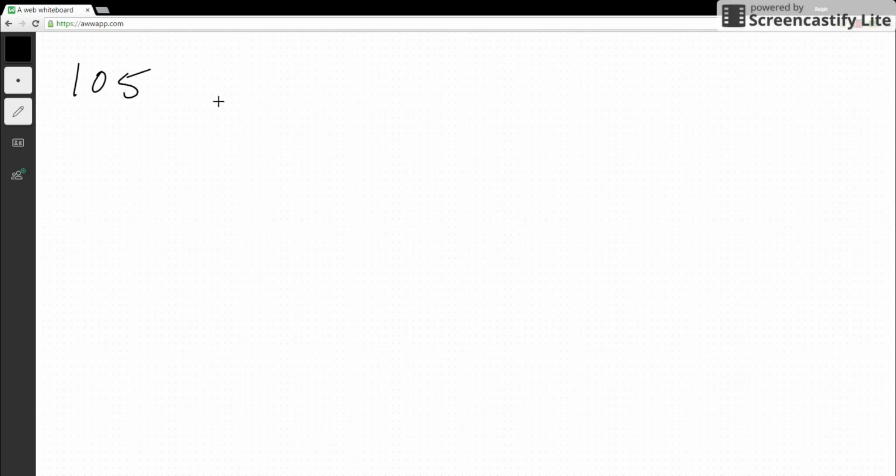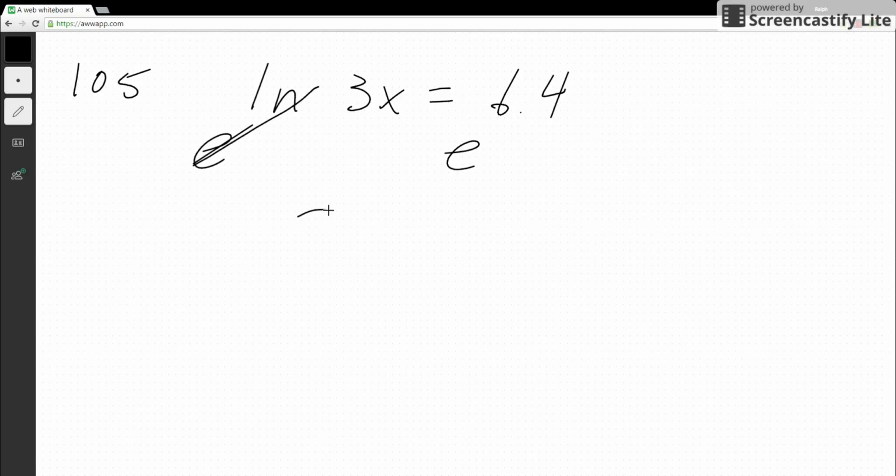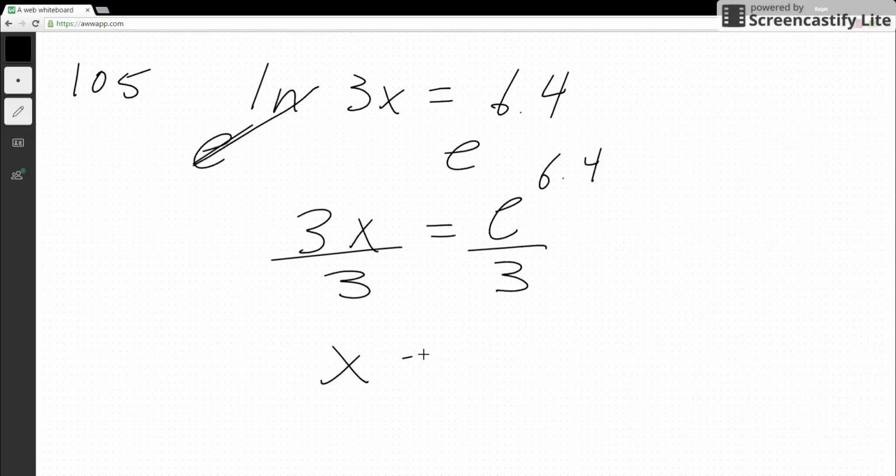105, the ln of 3x equals 6.4. So seeing that I have a log, I want to introduce or raise them to a base that is the same as the base in the log. So this is log base e because it's ln. So this is an inverse right here. So 3x equals e to the 6.4, divided by 3. Okay. And then I punch this into my calculator, e to the 6.4 divided by 3. That should come out to about 200.6.